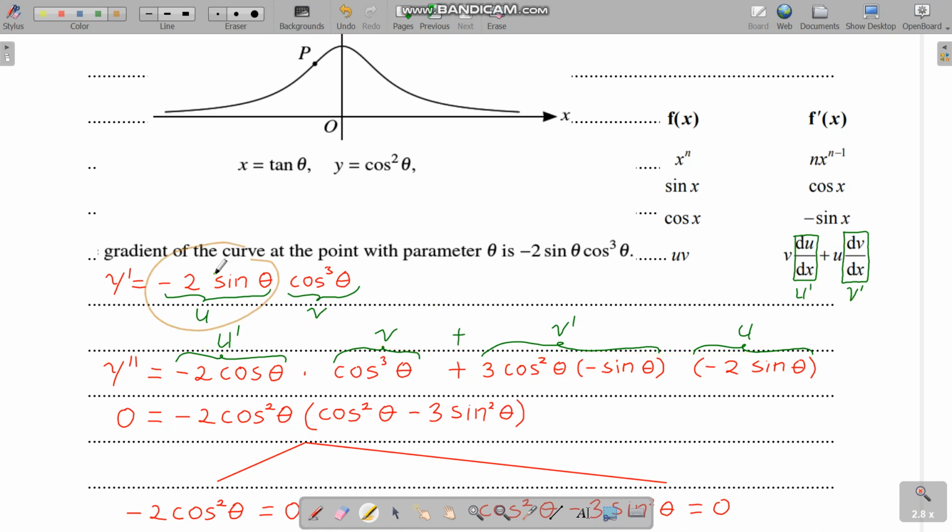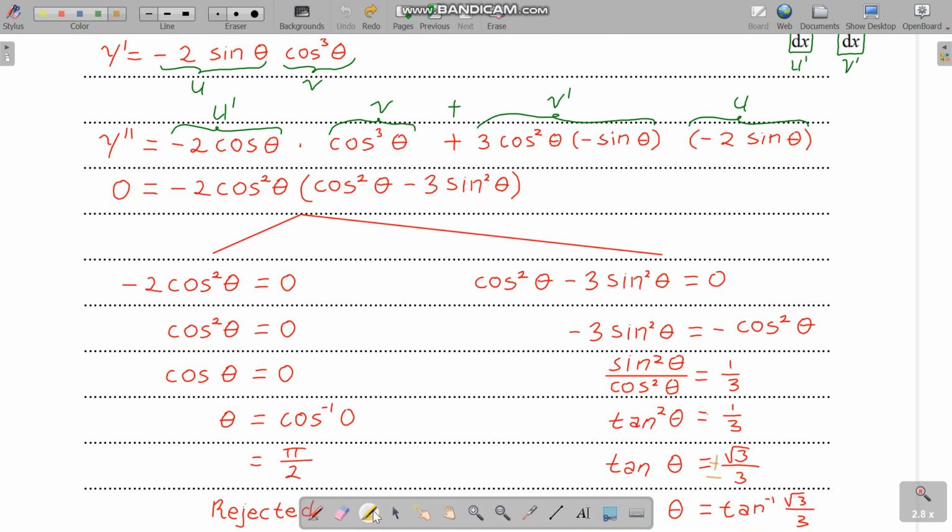Since u is minus 2 sine, u prime is minus 2 cos, because sine becomes cos. Now since v is cos cubed, for v prime we use the power rule first. We bring the power down, so we have 3 times, the new power is 2. But since the base is cos theta, we have to use the chain rule, multiplied by the derivative of the base. The derivative of cos is minus sine, so we multiply by minus sine because of the chain rule. And again, we are solving double prime equals 0.